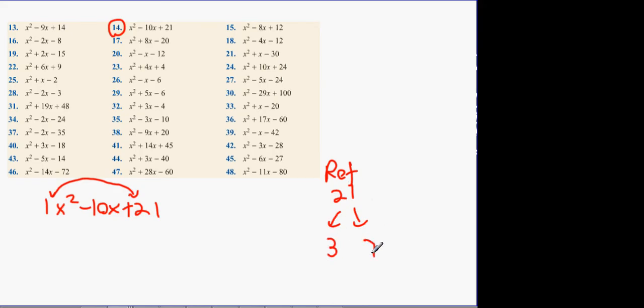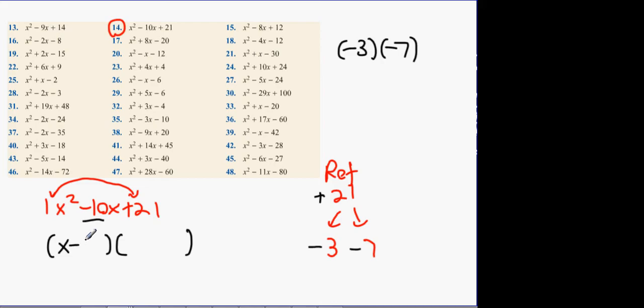Now here's the problem here. What's plus 3 plus 7? 10. It's not minus 10. What about minus 3 minus 7? Yeah. They take minus 3 minus 7 gives you minus 10. And when you multiply minus 3 by minus 7, it gives you plus 21. That means it works because it multiplies to give you the reference number, and yet it adds together to give you the middle number. So look at this now. The answer is going to be, anybody? Yeah. Is it x minus 3, x minus 7? x minus 3, x minus 7.